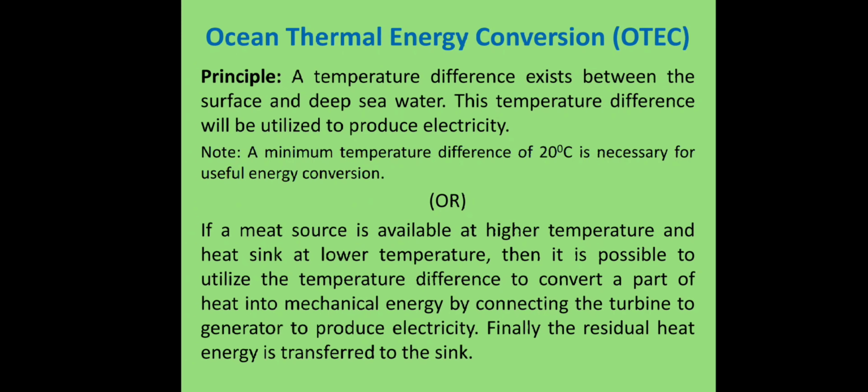See the second renewable energy source, ocean thermal energy conversion, or OTEC. Principle: a temperature difference exists between the surface and the deep sea water. The temperature difference is utilized to produce electricity. A minimum temperature difference of 20 degrees Celsius is necessary for useful energy conversion.